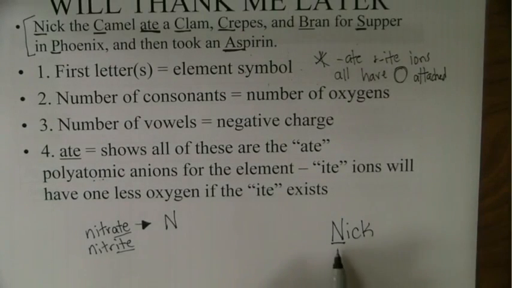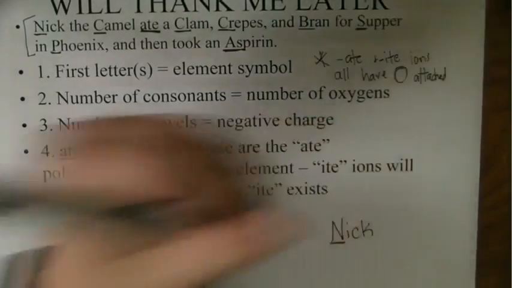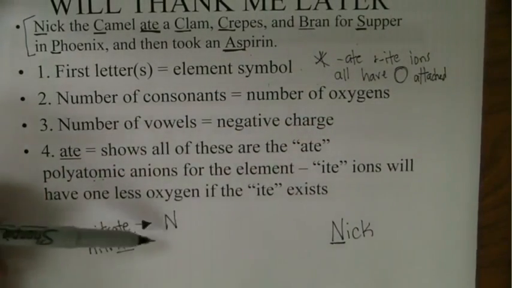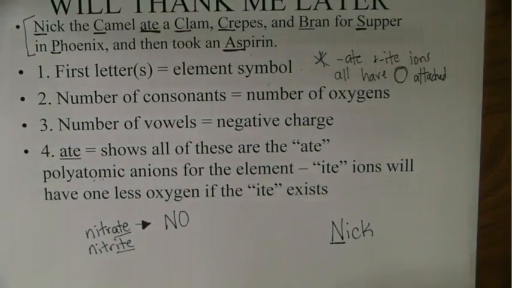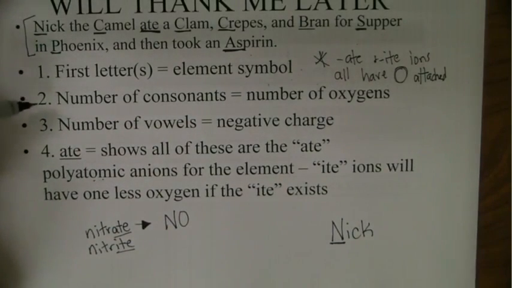The N in Nick is telling you that it's referring to nitrate, or to nitrogen. That nitrogen is the element that you are focusing on. So for nitrate, we know we're going to use Nick. We know it's N, and we know it's O something, a number of oxygen. That's what you need to figure out. So go ahead and look at the rest of these rules.